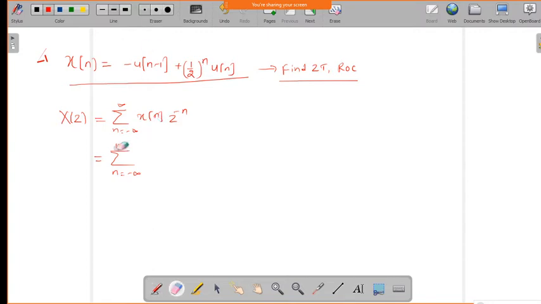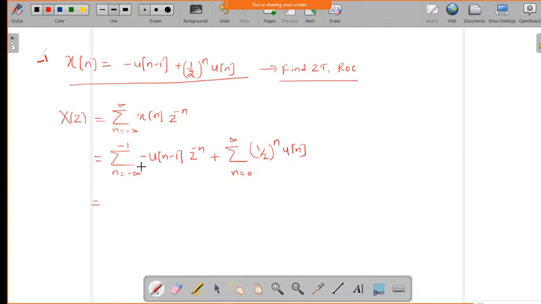So we will get the sum from minus infinity to minus 1, because the left sided part will exist only from minus infinity to minus 1. So you will get minus u of n minus 1 into z power minus n, plus you can take this one as n equal to 0 to infinity, so this is half power n into u of n. So u of n we know varies from 0 to infinity.